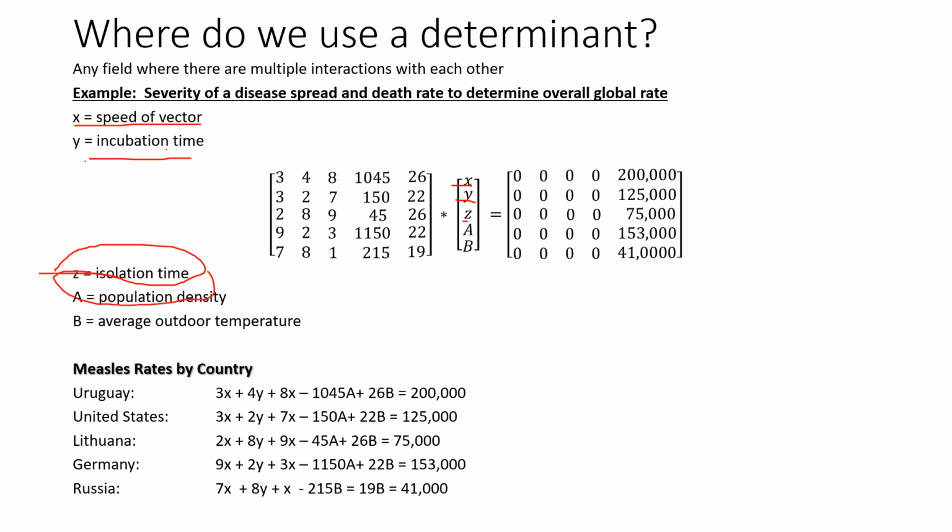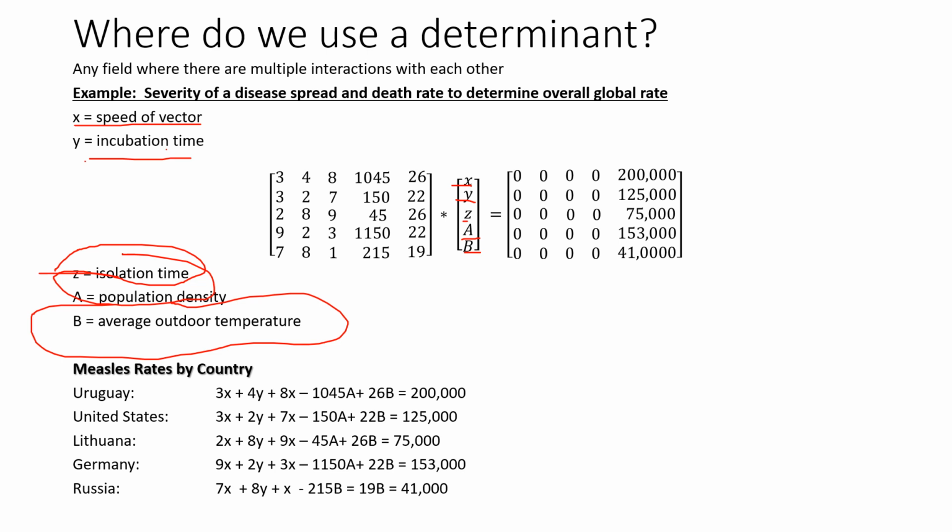How dense is the population? And then the average outdoor temperature. A lot of times, outdoor temperature means there's going to be more bugs, more insects, the warmer it is, and people will also travel more frequently. And this is the number 2 killer of mankind. Number 1 is smallpox. Number 2 is measles.